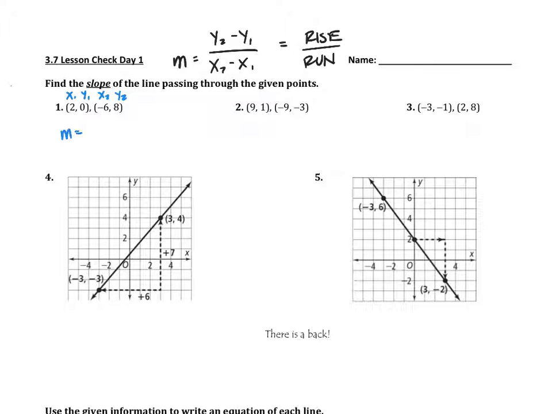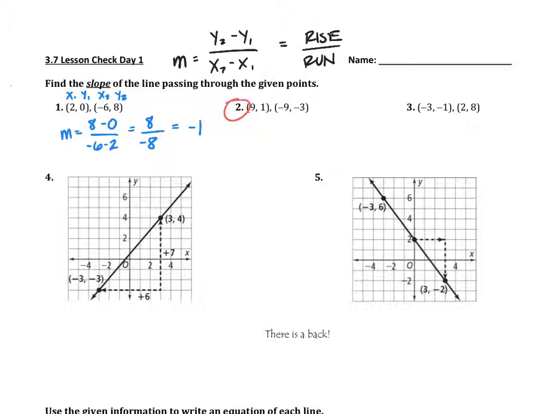So I have m equals y2, which is 8, minus y1, which is 0, over x2, which is negative 6, minus x1, which is 2. And then we just go ahead and simplify this fraction by adding across the top and adding across the bottom. So we'll get 8 over, and then negative 6 minus 2 is negative 8. And then we can simplify this fraction to negative 1.